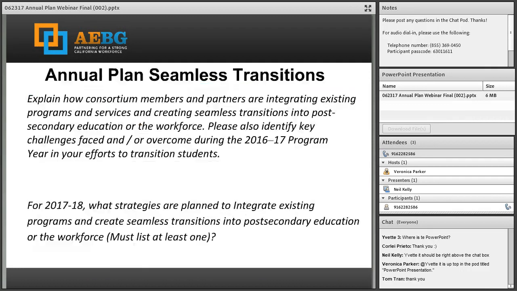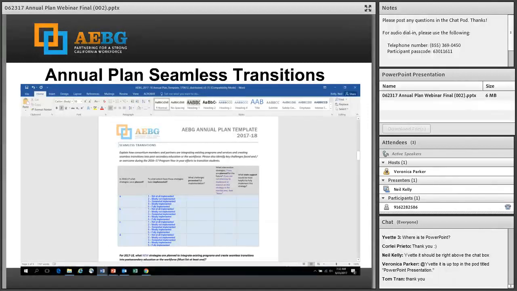Let's move on to the section related to the annual plan seamless transition. So looking at the graph here, it's kind of a little different chart than the prior section. So, seamless transitions. It says, explain how consortium members and partners are integrating existing programs and services, creating seamless transitions into post-secondary education. Please also identify key challenges faced and overcome during the 16-17 program year in your efforts.